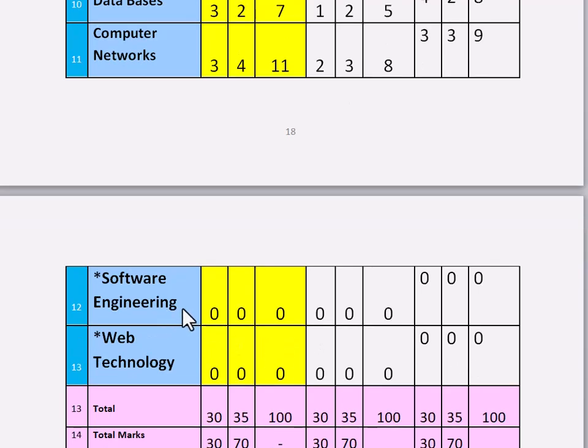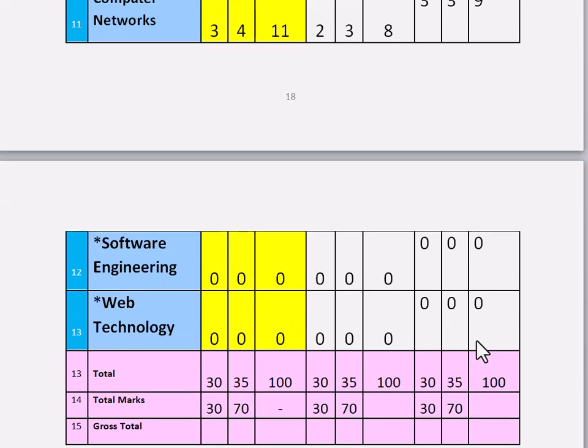And from 2017 to 2023, the software engineering and web technology subject was not included in the GATE examination, but in 2024 it is included, but no questions were given.